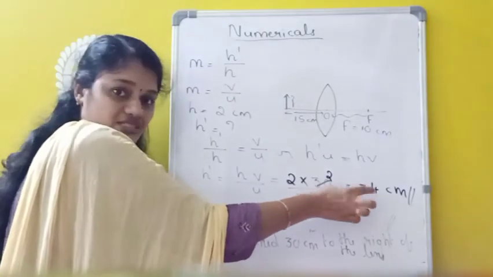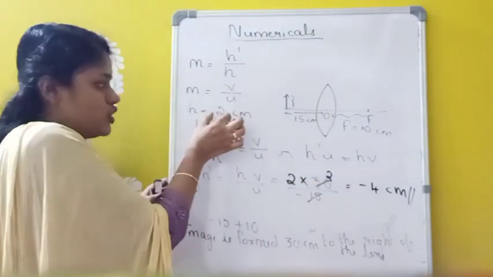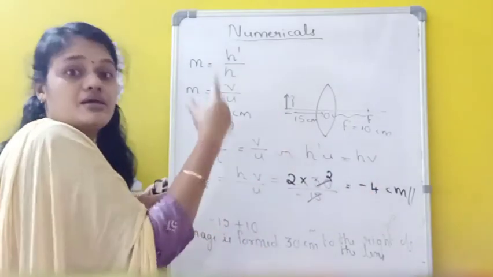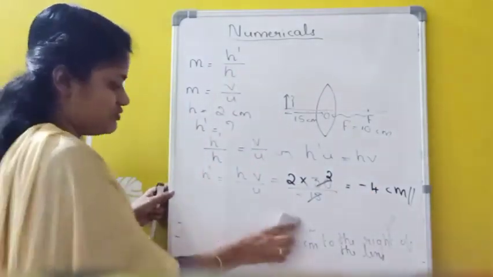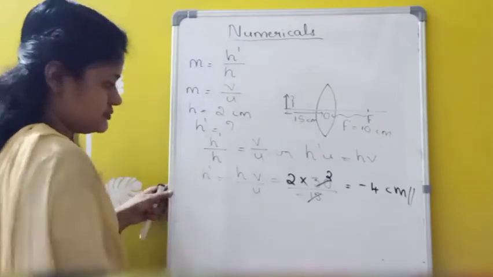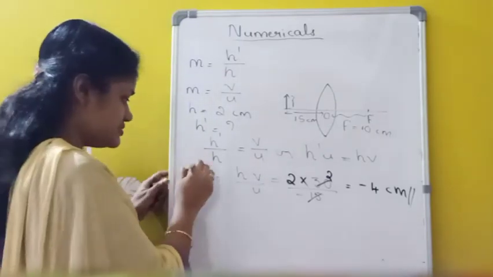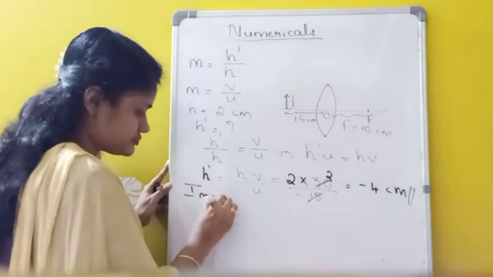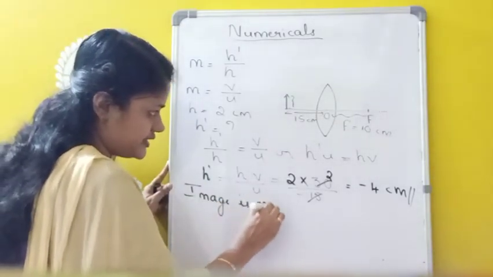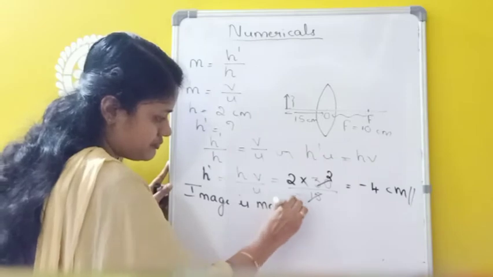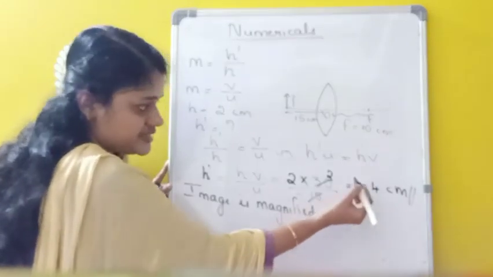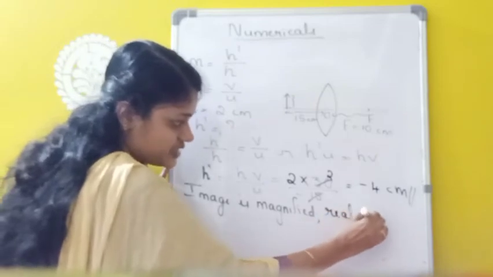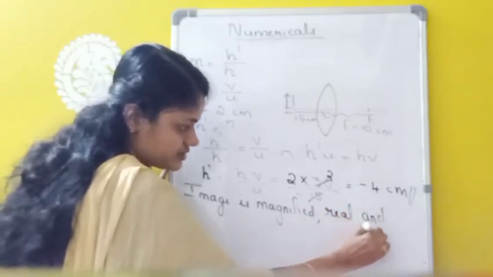But what can we say about the size of the image? Because the height of the object is 2 only, the height of the image is 4. That means the image is magnified. This is h dash. The image is magnified, as well as we know that it is real. And all the real images are inverted also. Real and inverted.